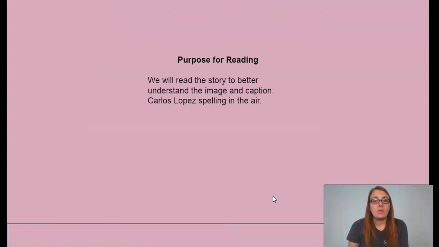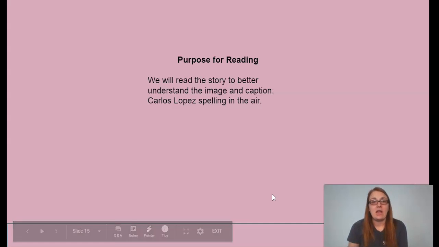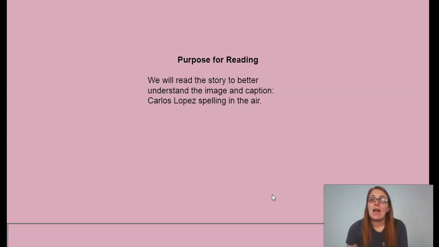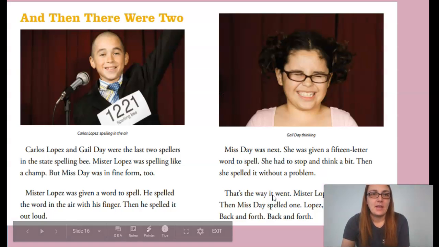Purpose for reading. We will read the story to better understand the image and caption, Carlos Lopez spelling in the air. So you'll see there's a picture and a caption that says Carlos Lopez spelling in the air. So we're going to find out what that's all about. Okay, so and then there were two.